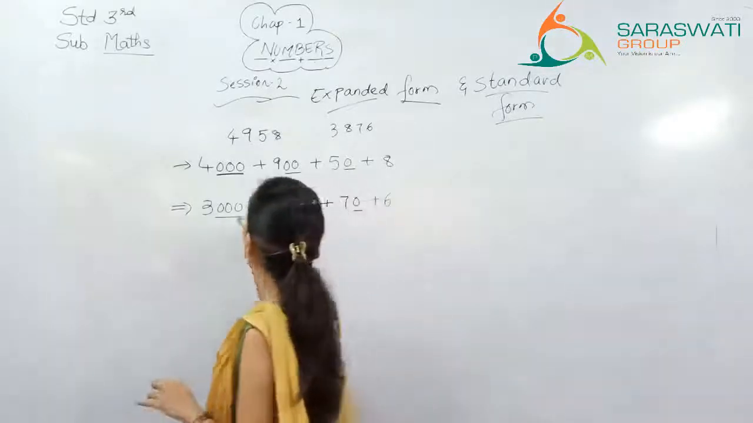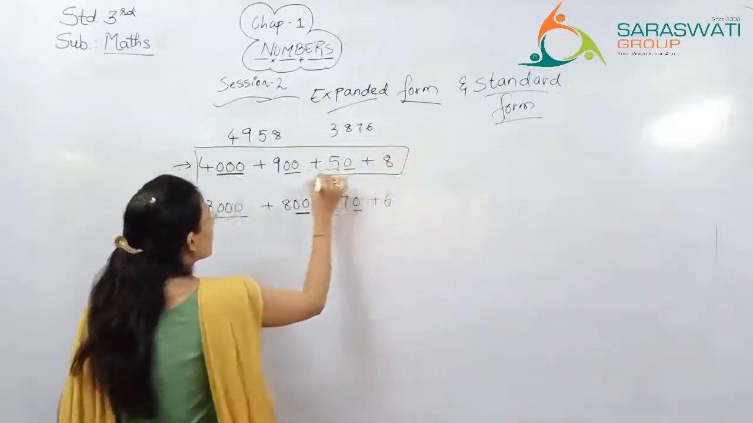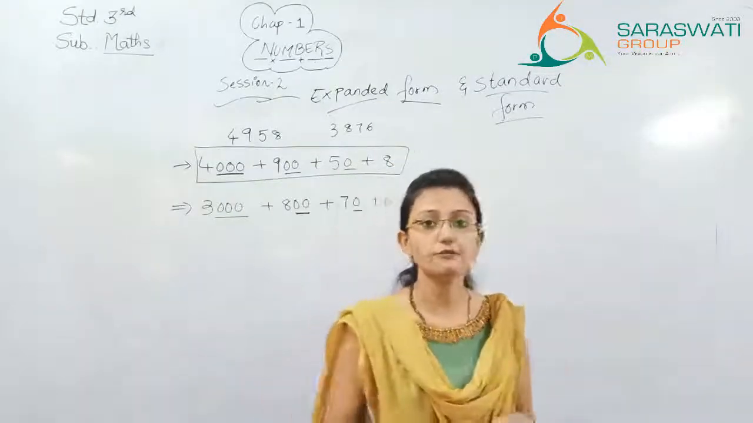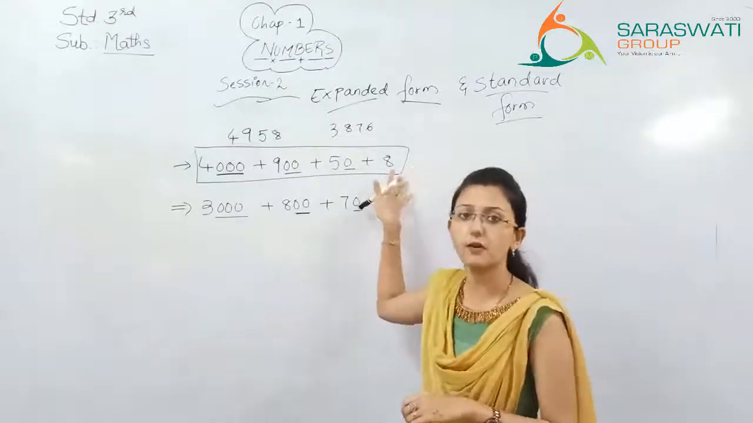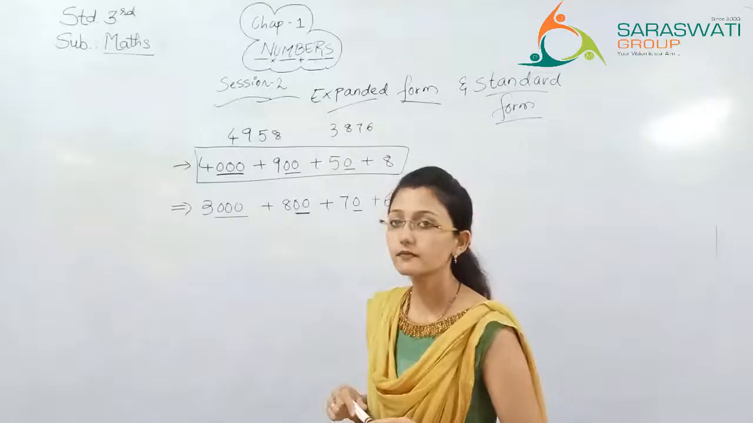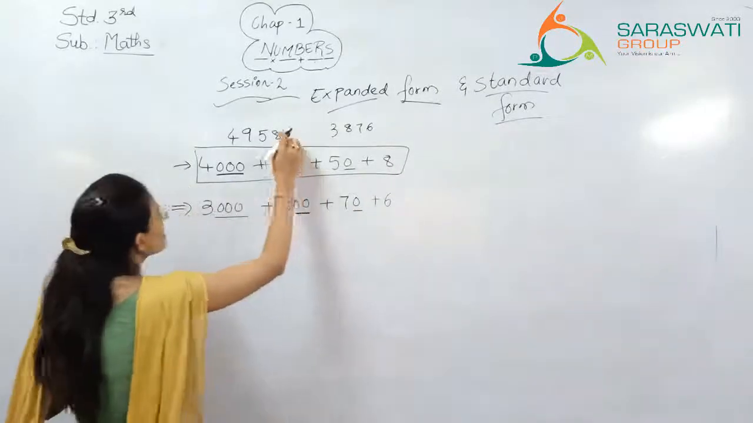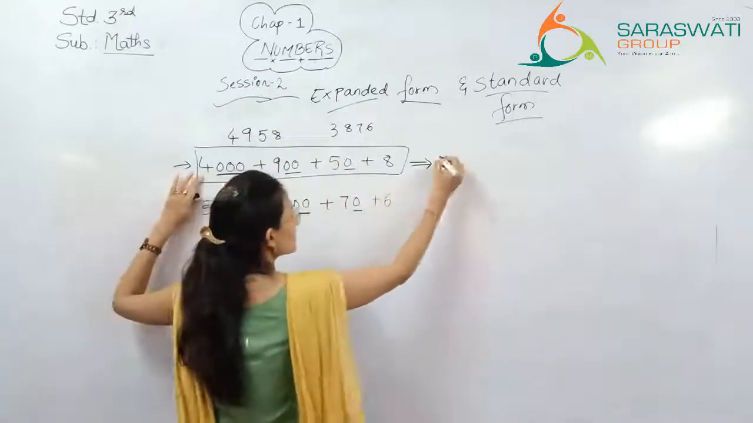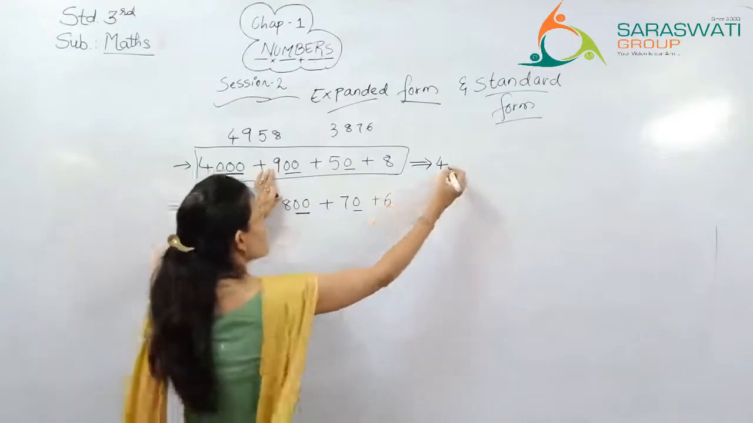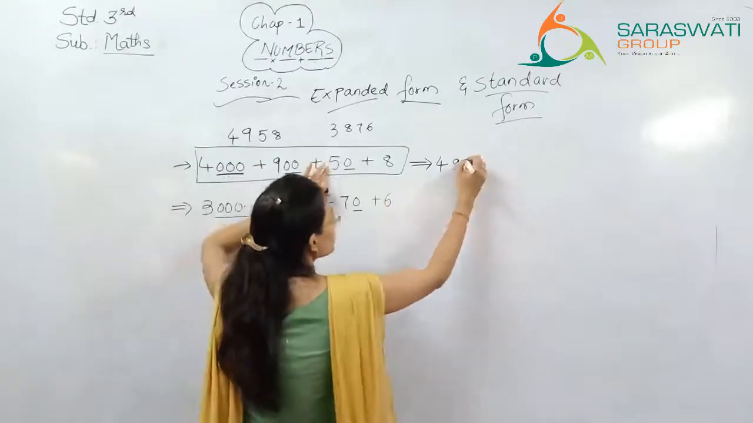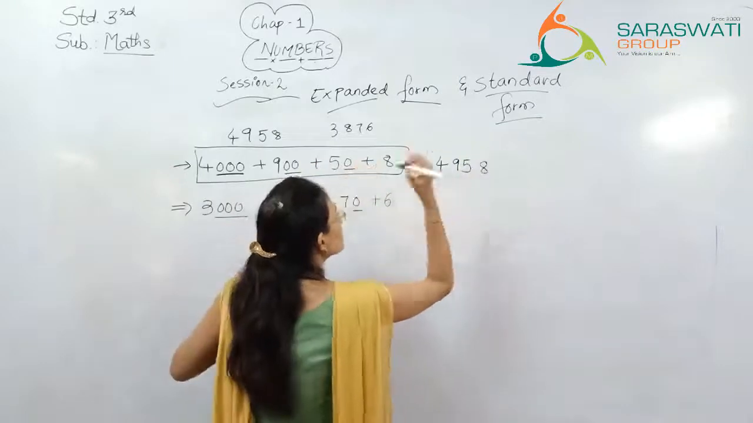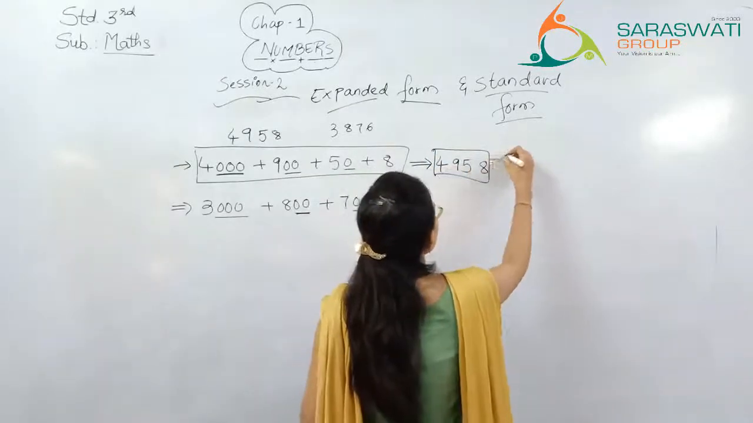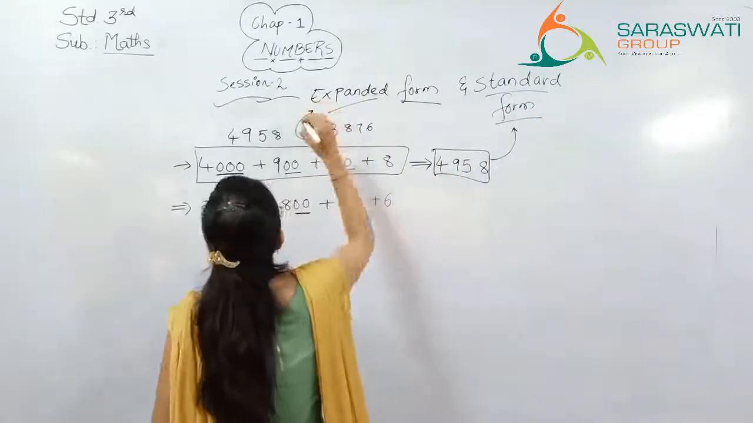But if it is given that this is the expanded form, then how will you write the standard form? What is the standard form? Writing this number like this, 4000, that means 4, 900, that means 9, 50, that means 5, and 8, that is 4958. This will be the standard form. This is the standard form and this is the expanded form.